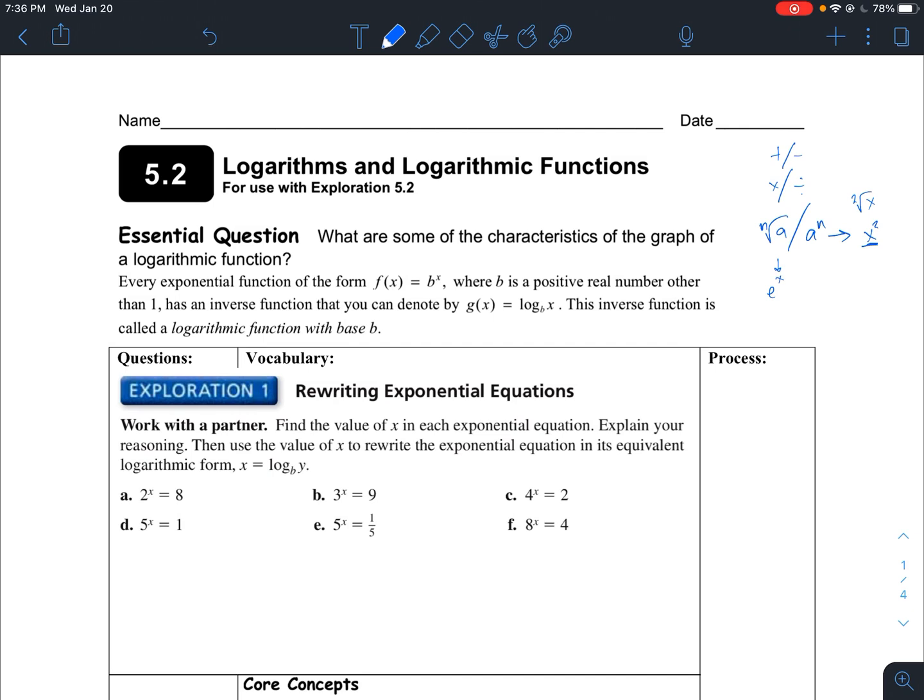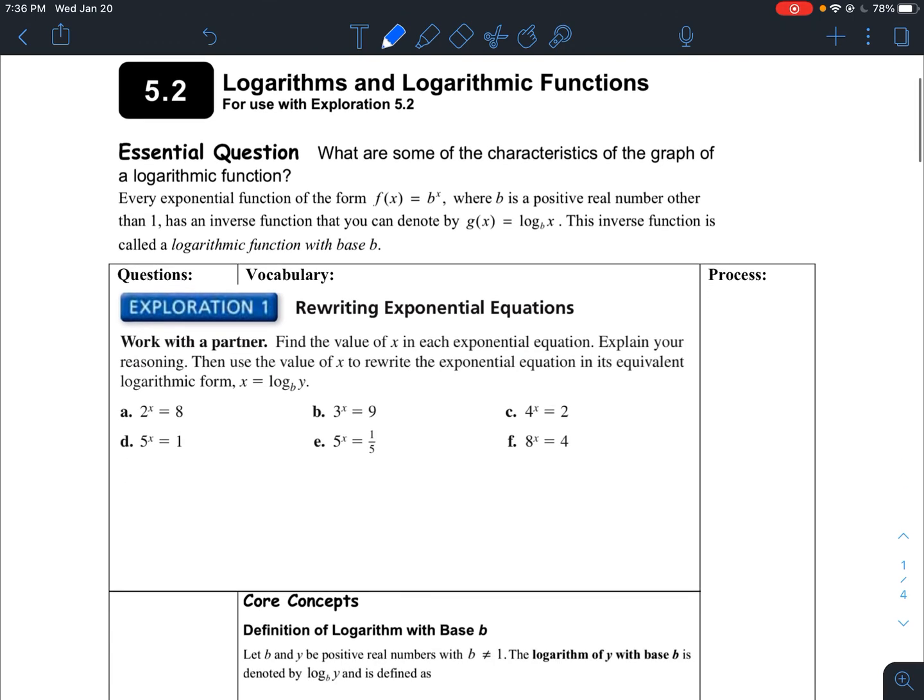And so today we're going to learn about logarithms, which are the appropriate inverse to exponentials. Logarithms are the inverse to exponentials. So, let's go over some ideas first.